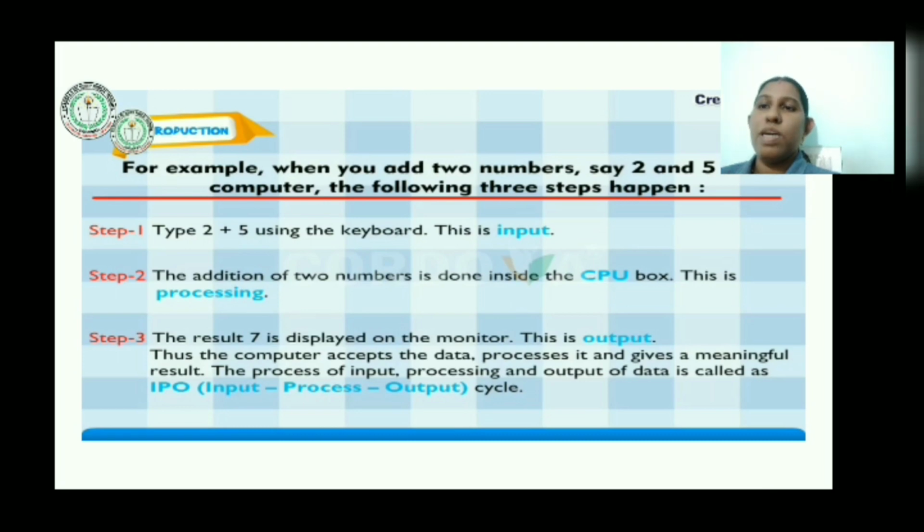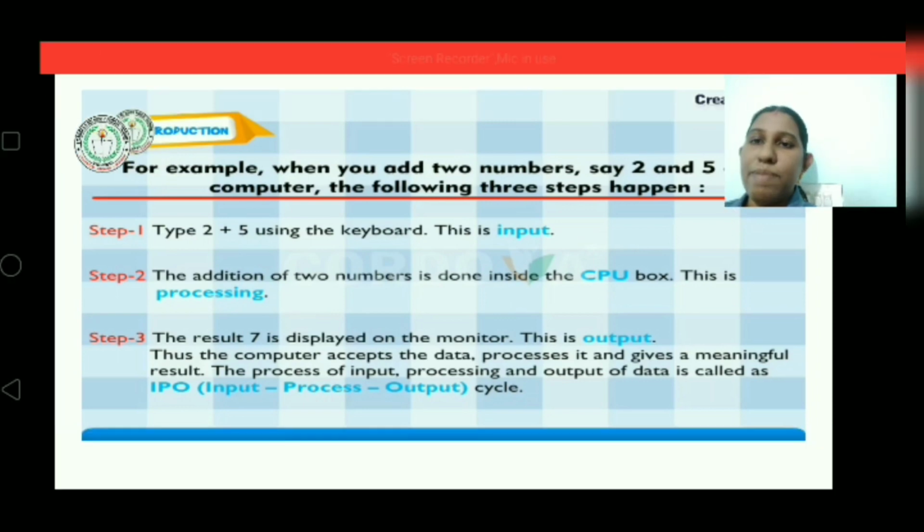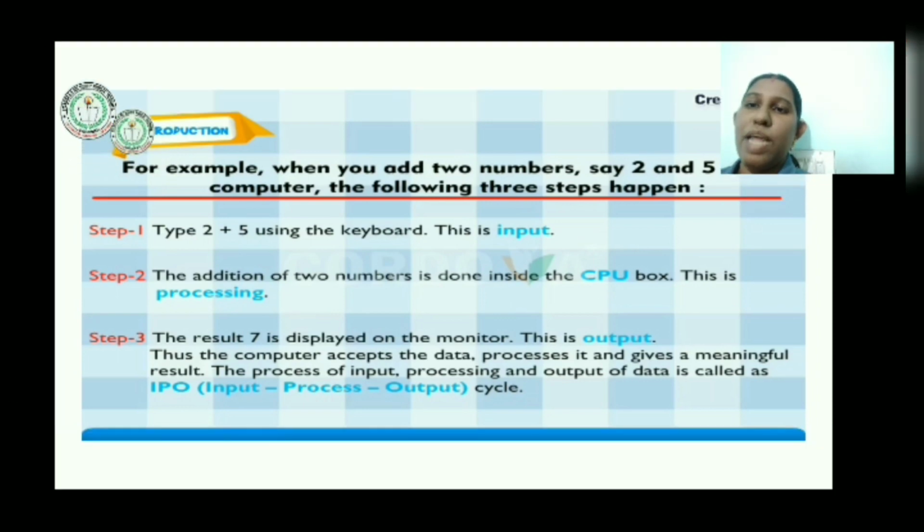Then step 2. The addition of 2 numbers is done inside the CPU box. This is processing. What happens in the CPU box? Addition happens. That is processing. Then what do we get? Step 3. The result 7 is displayed on the monitor. That is output. Thus the computer accepts the data, processes it and gives a meaningful result.